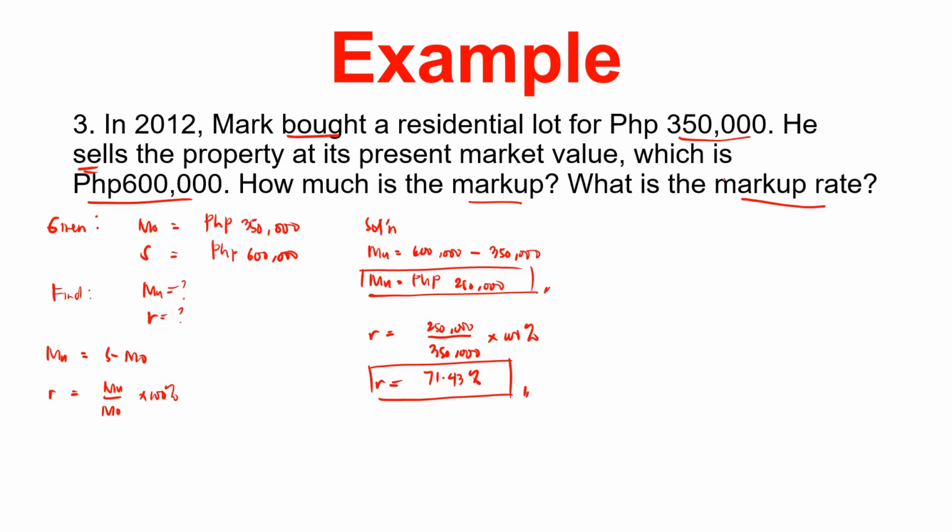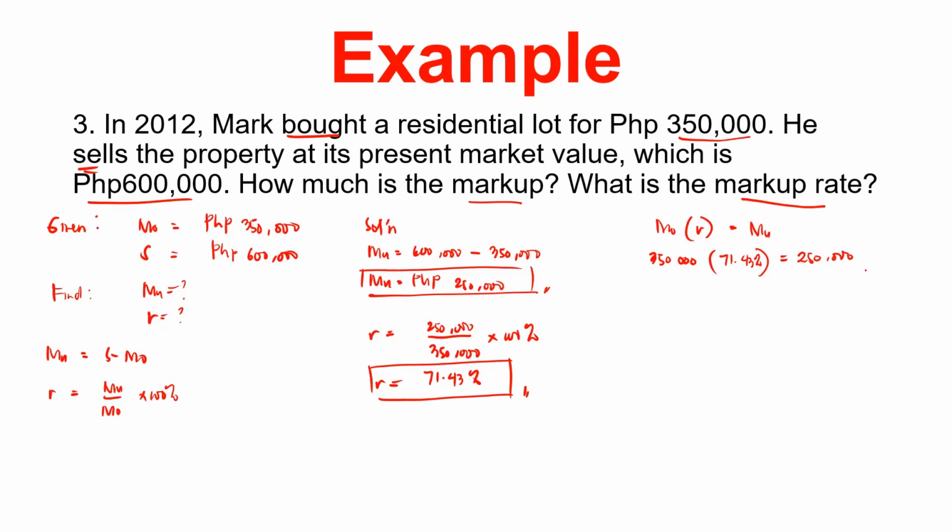So, ang counter-checking dyan, class, you have to get the product of the cost price and the rate. Dapat ang lalabas dyan yung markup. Okay? So, just to clear things. May checking lang tayo. Okay. Our cost price is 350. Our rate is 71.43% or 0.7143. Dapat equal yan kay 250,000.